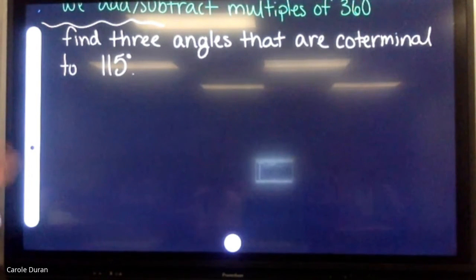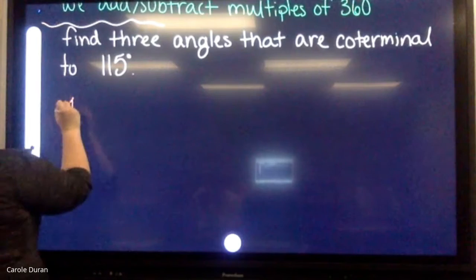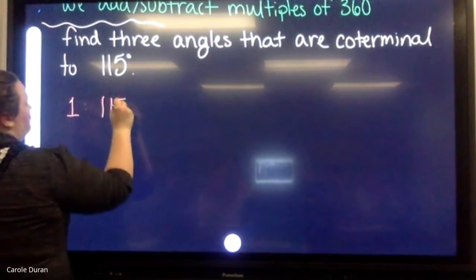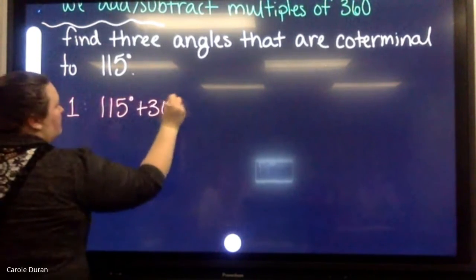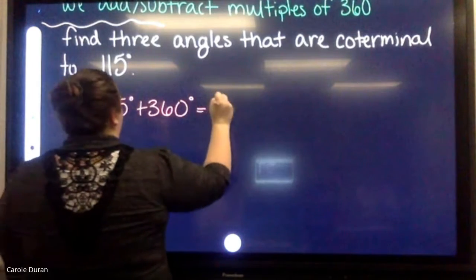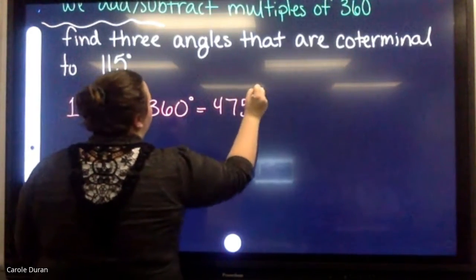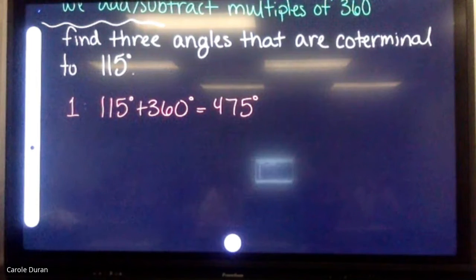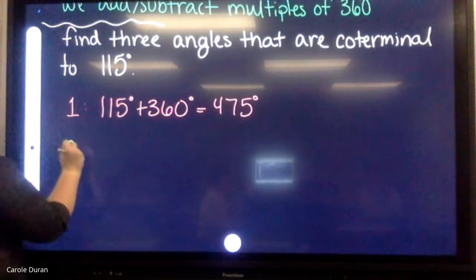Cody, tell me how you found one angle that was coterminal to 115 degrees. Added 360. Perfect. That's probably what most of you did, right? So when we do, we get 475 degrees. Who else had 475 as one of their coterminal angles? Perfect. Ray, how do I find another coterminal angle?